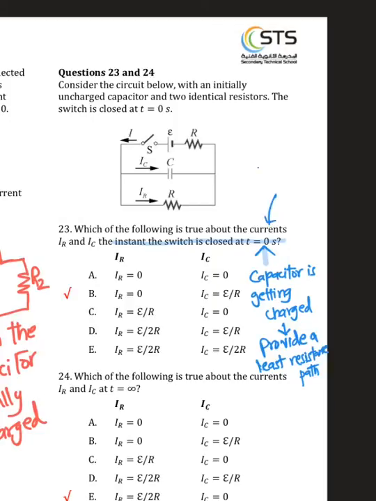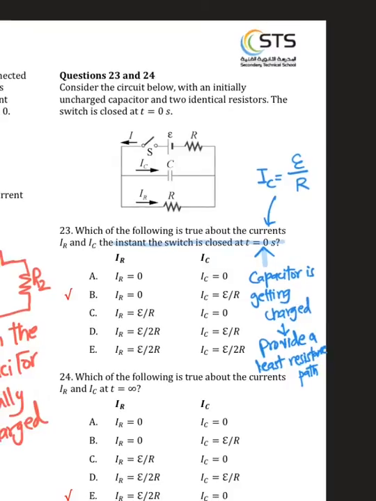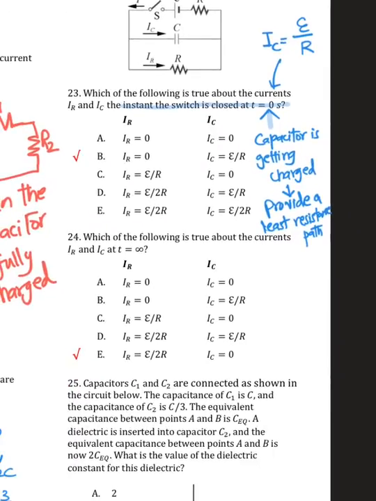And the current through C will be, according to Ohm's law, the voltage, which is E, over the resistance in that circuit. In this circuit, we have got a resistance here, which is R. So that is there in the formula, E over R. Which of the following is true about the currents IR and IC at t equal to infinity?